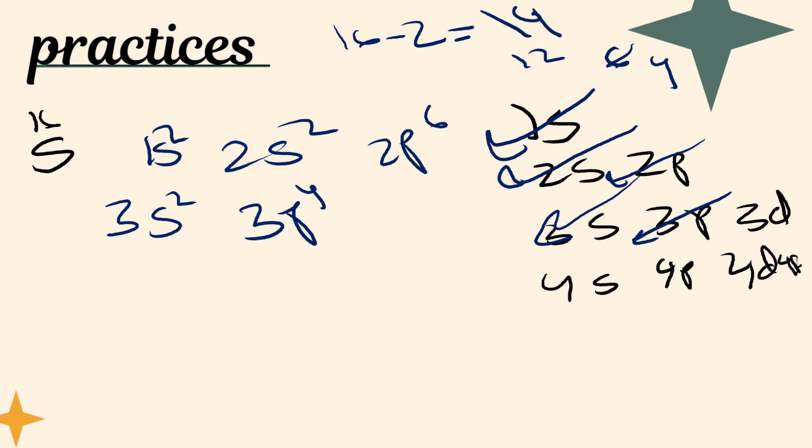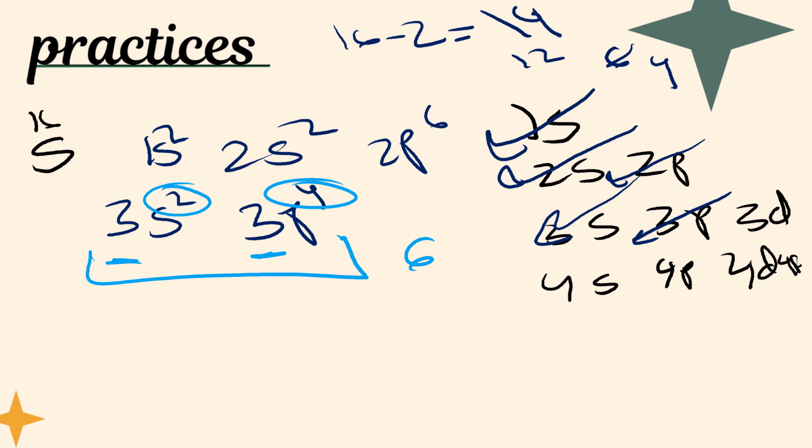And let's say they wanted the valence electrons. These are the electrons in the outer shell, which is 2 and 4, so 2 plus 4 gives us 6, and the core electrons will be the rest.